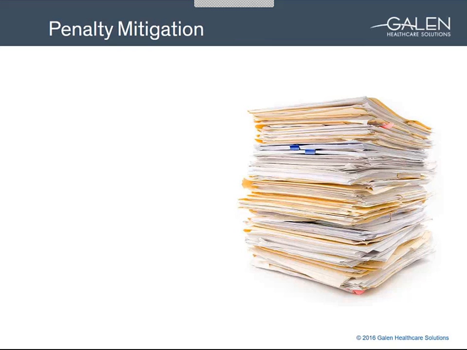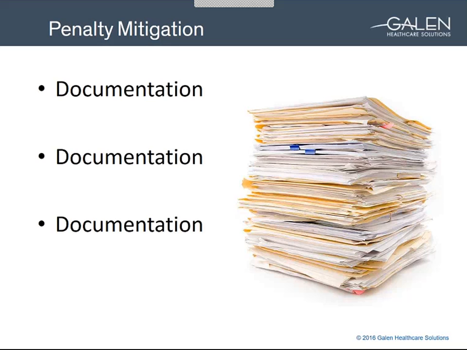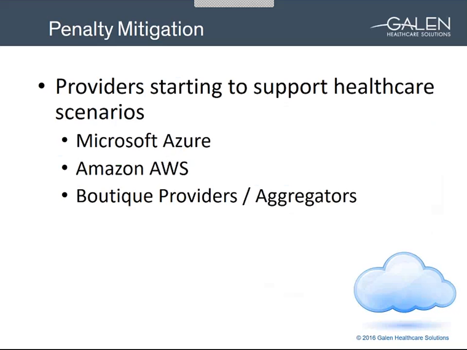Penalty mitigation, this is an easy one, I'll go through this one quick. It's documentation, documentation, documentation. A breach is going to happen, and the more documentation you have, as I said, the more likely you will survive that audit or that penalty phase without significant repercussions on your end.